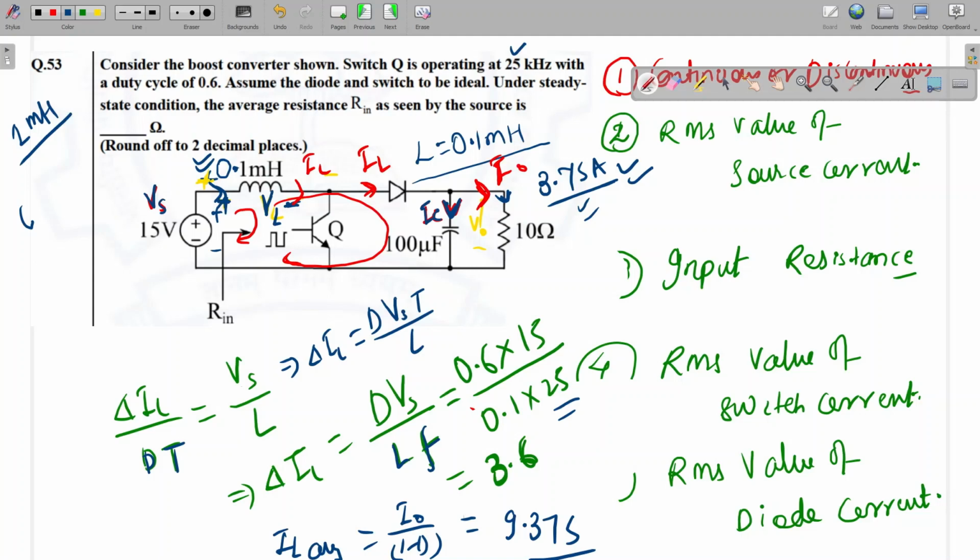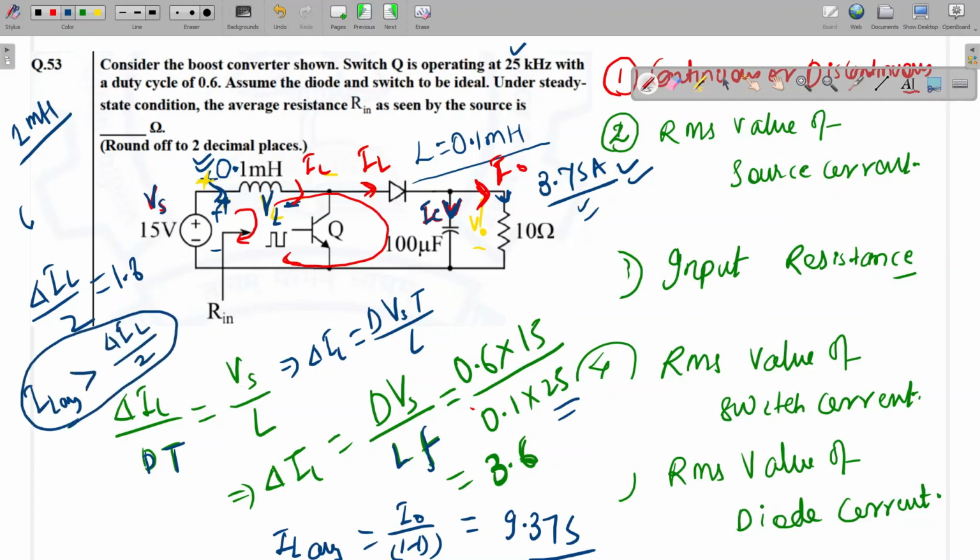Now here we can see delta IL by 2, how much? Can anyone calculate delta IL by 2? 3.6 divided by 2 is 1.8. So IL average is greater than delta IL by 2, so the converter will be in continuous conduction mode.